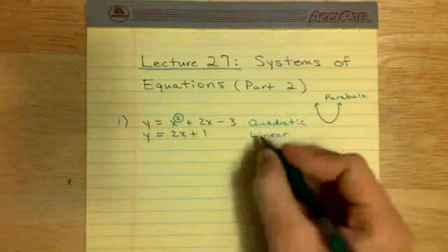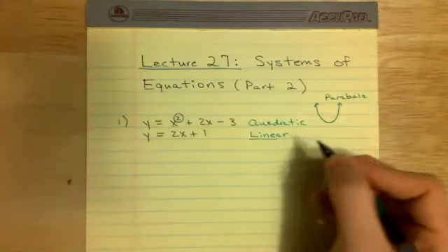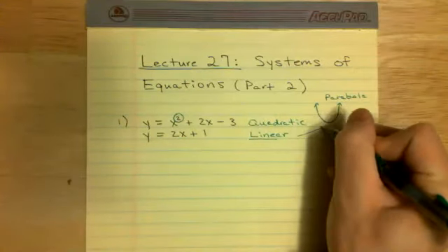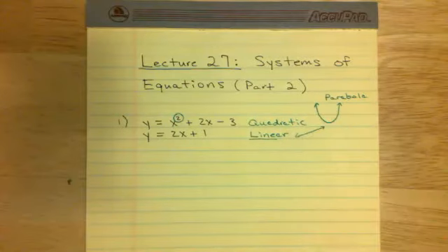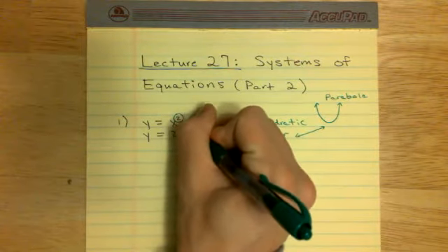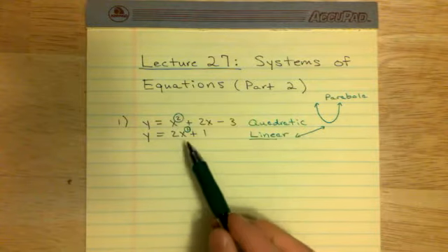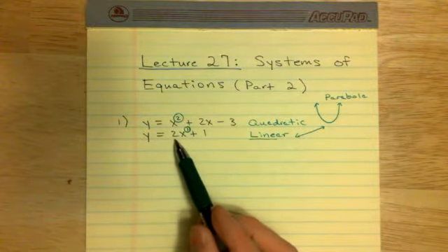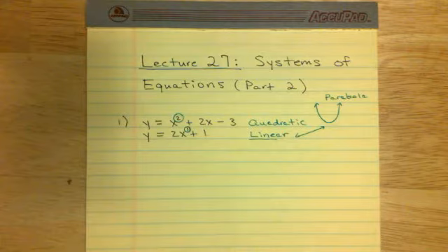Linear. And that's because when you graph it, you get a line. So that's y equals 2x plus 1. And notice that the highest exponent for this one is going to be a 1. 1 is going to be the exponent, but the number out in front is called the coefficient. Okay? So let's get started on solving this.